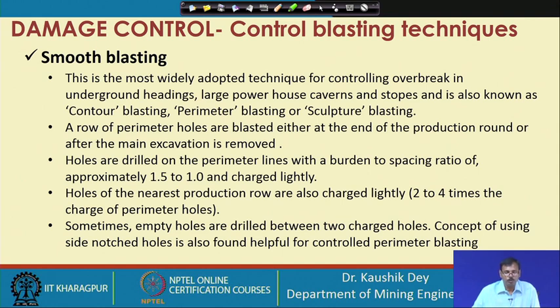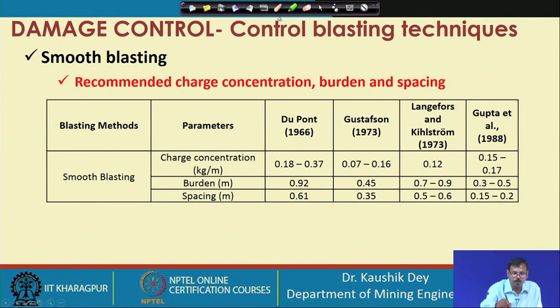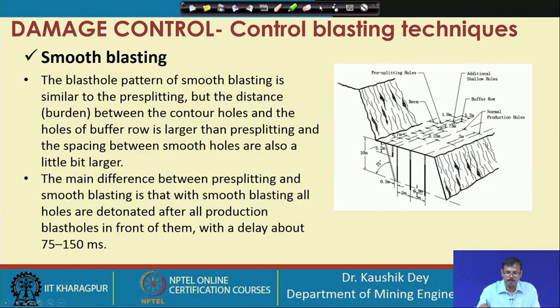So, that is why smooth blasting is just the reverse of pre-splitting, and the smooth blasting guidelines are as follows, as given by Dupont, Gustafsson, Langefors-Kihlström and Gupta et al. And you can see the spacings are small because it is closely spaced and the charges are very low. So, the main difference between pre-splitting and smooth blasting is that in pre-splitting the last row is blasted first, but in smooth blasting it is carried out as usual, at the end.